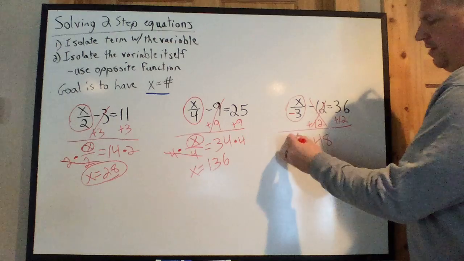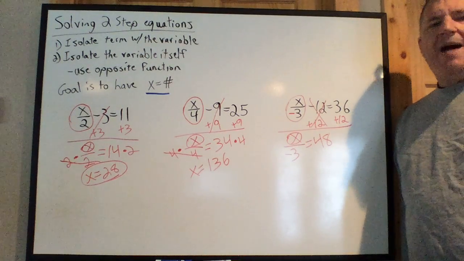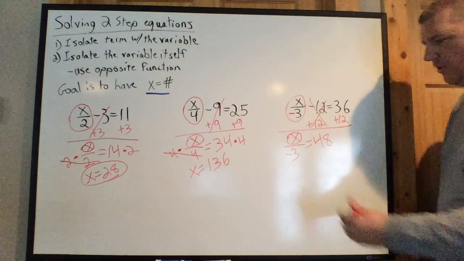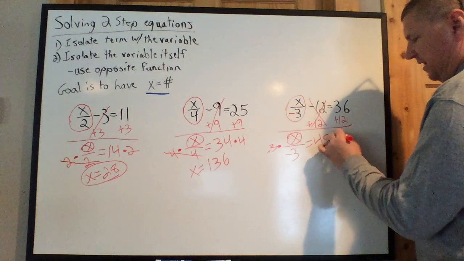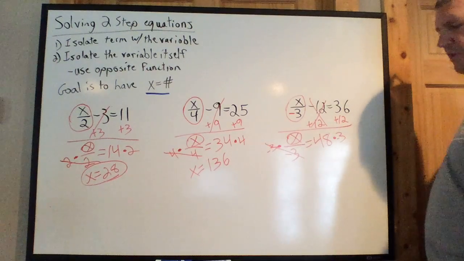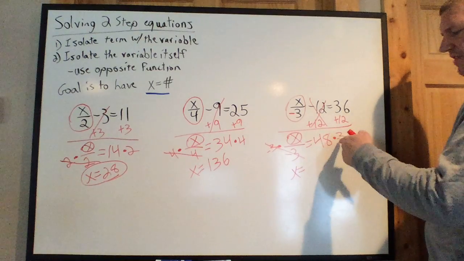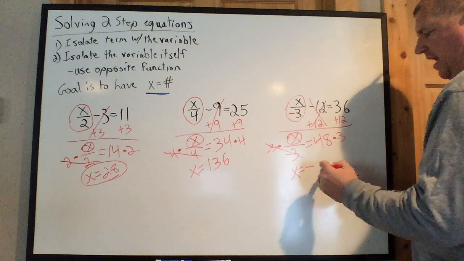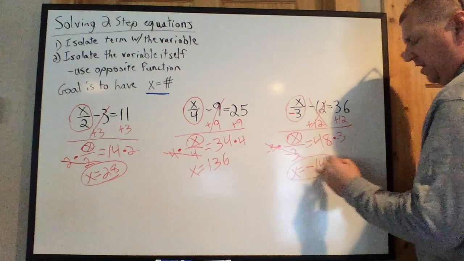There's the variable. That's the magic one that I'm looking for. Okay, what's happening to it? It's being divided by negative 3. So since it's being divided by negative 3, I'm going to multiply by negative 3. I'm going to undo what the problem tells me that it wants to do. Multiply by negative 3. Those two negative 3's will cancel each other out. I'm left with x equals, positive times a negative is a negative, 48 times 3 gives me a total of 144.